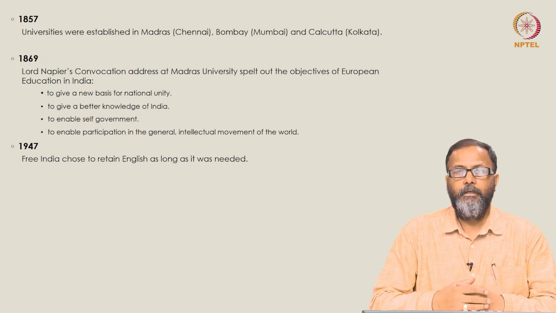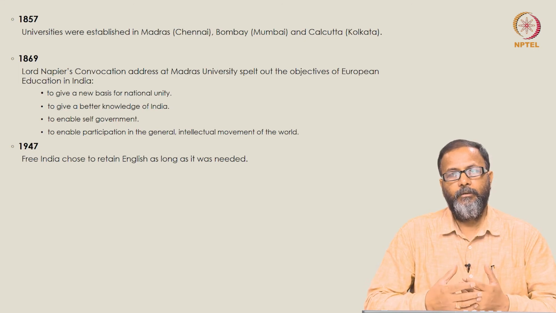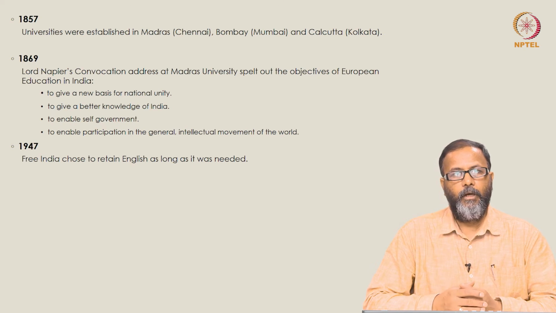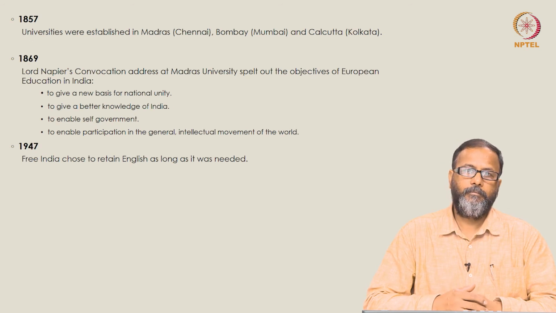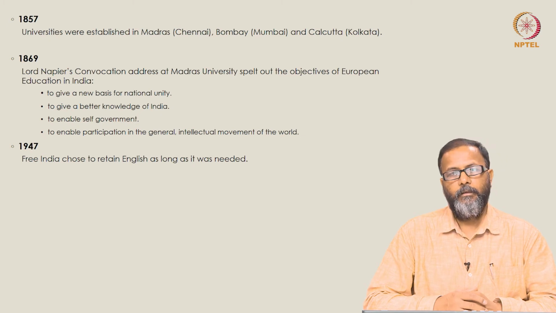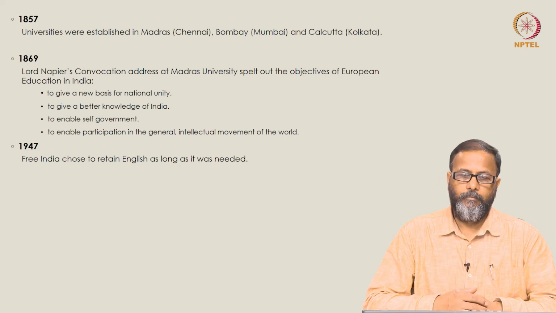Moving on, 1857 was another remarkable year when three universities modeled on European model were established in three metropolitan cities. One in Madras, erstwhile Madras, now Chennai. One in erstwhile Bombay, now Mumbai. And one in erstwhile Calcutta, now Kolkata. So these three modern universities were established in three different cities.